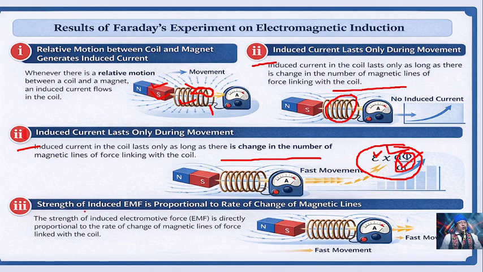Roman number 3, how strong the current will be. The strength of induced current is directly proportional to the rate of change. Suppose the relative motion between the magnet and the coil is slow, the current produced will be weak. If the relative motion between them is fast, the current will also be stronger.